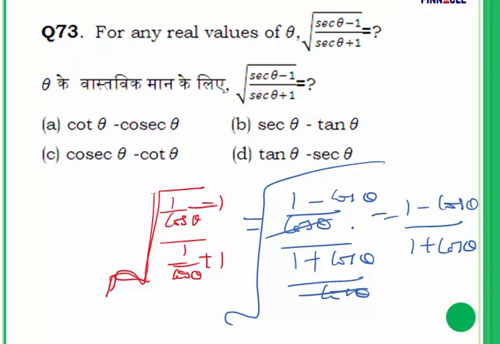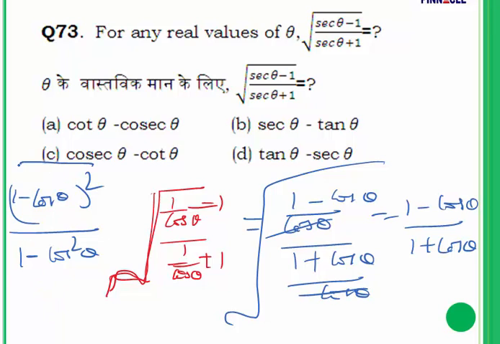You can rationalize it then. Here you multiply it by 1 minus cos theta divided by 1 minus cos theta, and you will have 1 minus cos square theta. (a plus b) and (a minus b) is equal to a square minus b square, which is 1 minus cos square theta, equal to sin square theta. So the root of this would become 1 minus cos theta divided by sin theta.